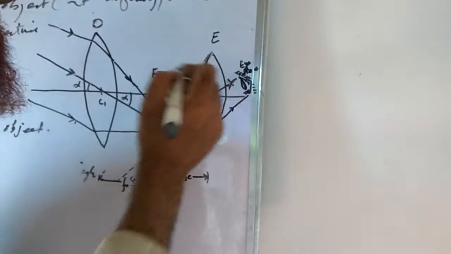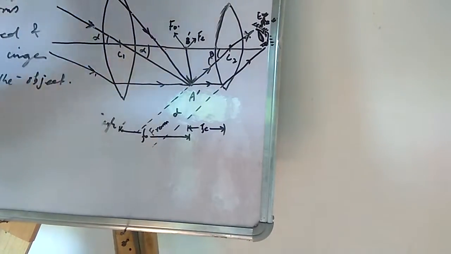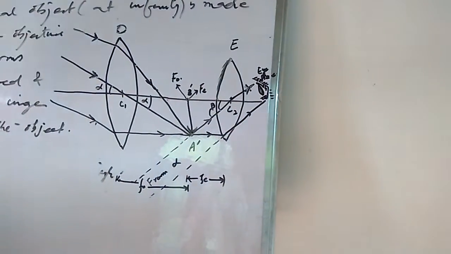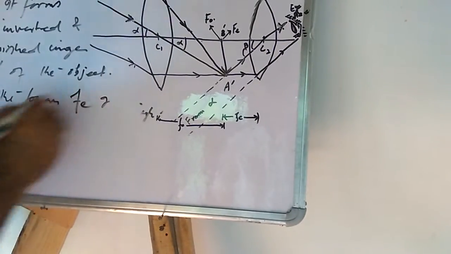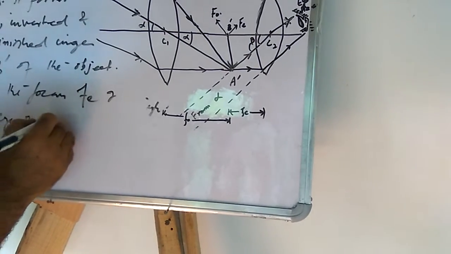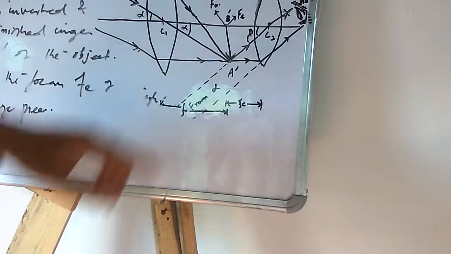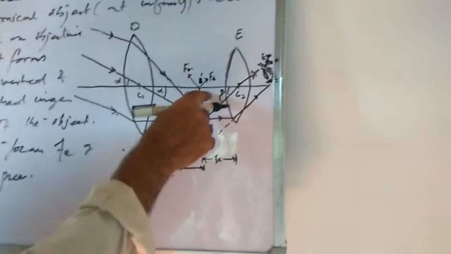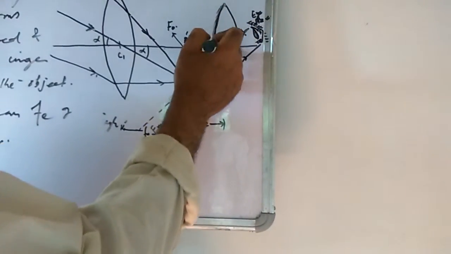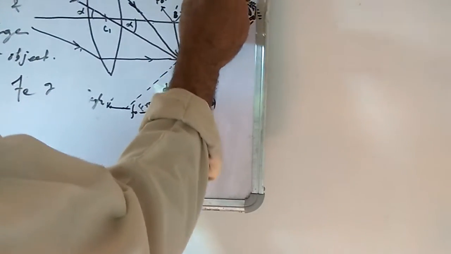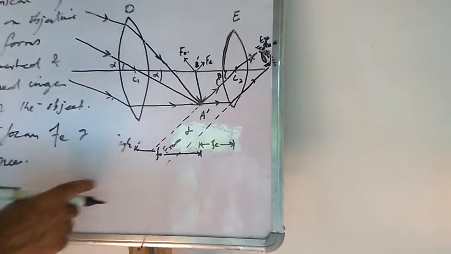of the eye lens. That means adjustments are made in such a way that this image, which is formed by the objective lens of the astronomical object, lies at the focus FE of the eyepiece. Now dear students, as you know, when the object is at the focus, the image is formed at infinity. Now this A dash B dash acts as the object for the eyepiece and it is lying on its focus. And this eyepiece forms a highly magnified image of this object A dash B dash at infinity.